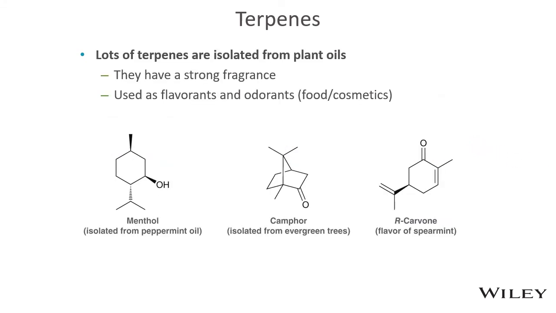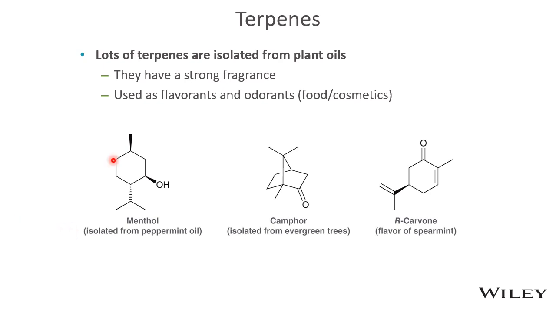So many terpenes are isolated from plant oils, which means they have strong fragrances, and they're often used as flavorants or odorants. So these are some examples of some terpenes that are familiar to us. We synthesized menthol in Chem 226. One of our virtual labs was on camphor, so that's a terpene as well. Then there's also R-carvone, which we didn't do a lab on, but in previous years we have examined carvones and how the different enantiomers have different scents. So let's go ahead and determine the isoprene units in all of these molecules.